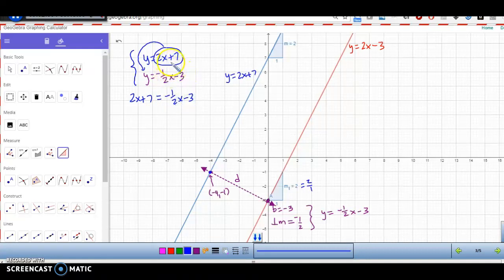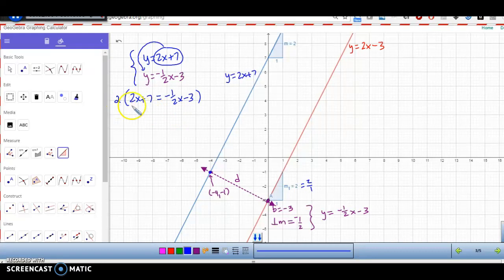I want to know when the y value on the blue line and the y value on the purple line are the same for the same value of x. And this equation is going to give me that. Now, I don't necessarily like that -1/2. We can solve it with the fraction. But as many of you know, if you want to eliminate a fraction, you can multiply by the least common denominator, which in this case is 2.